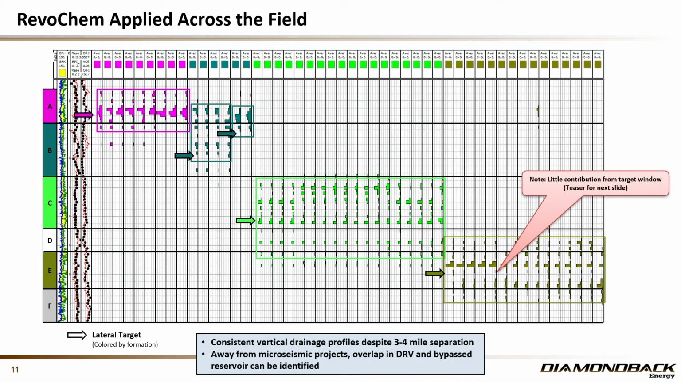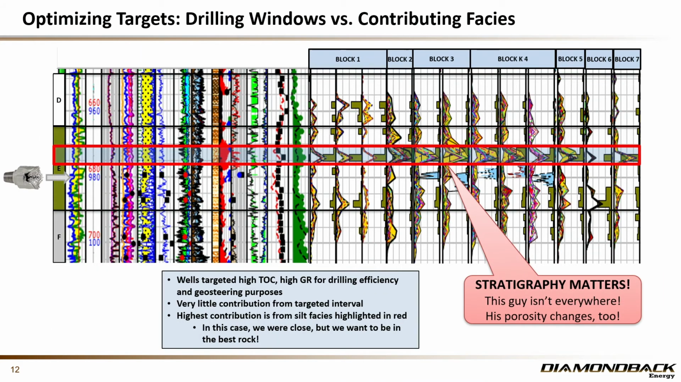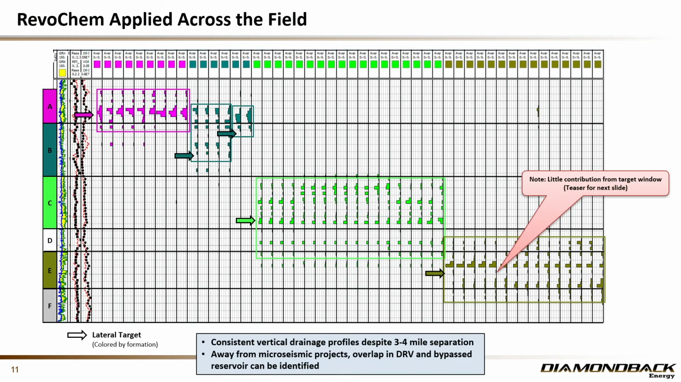So here's a cleaner display of just the RevoChem, no microseismic there. And this is for all wells that we've done across the field, not just the microseismic area. So you probably notice here that we have very consistent results, very consistent drainage profiles, even 3 to 4 miles away from the initial project. And the arrows here are indicating where the landing zones were for each formation. And note here, yeah, we moved that B target down.